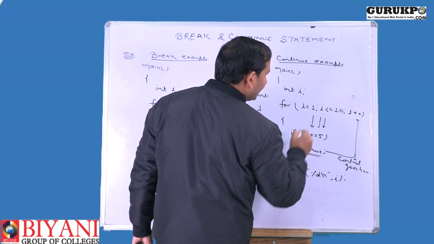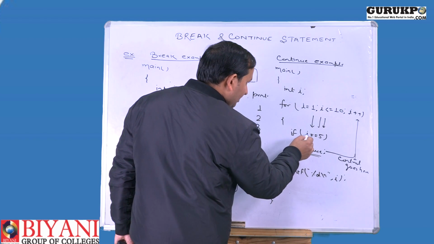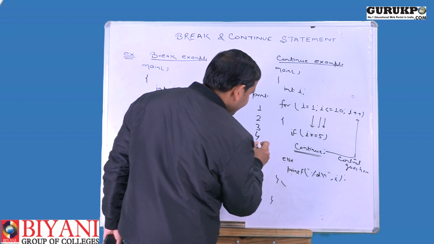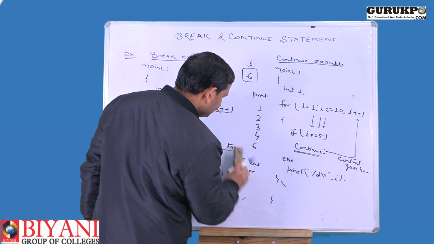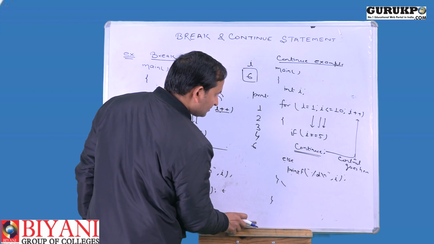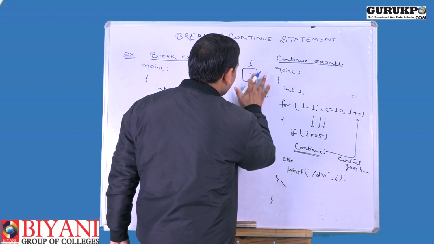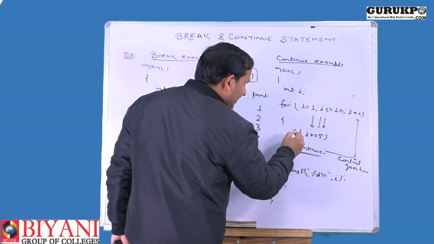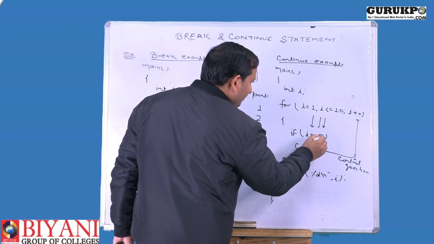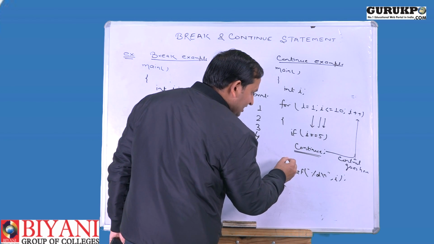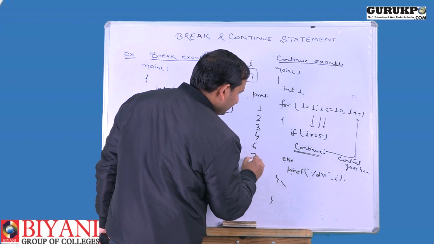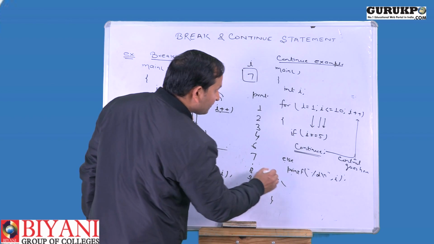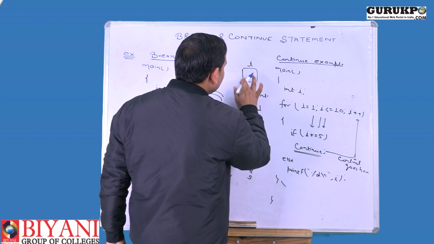6 is less than or equal to 10, the condition is satisfied. If 6 equal to 5, the condition is false, control goes to the else part. So it prints 6. Again I plus plus, now I is 7. 7 is less than 10, the condition is true inside the for loop. If 7 equal to 5, this is false, control goes to the else part, printf I, it prints 7. Similarly, it prints 8, 9, and then I plus plus, now I becomes 10.